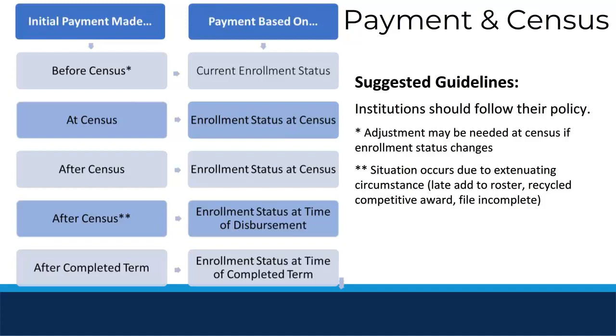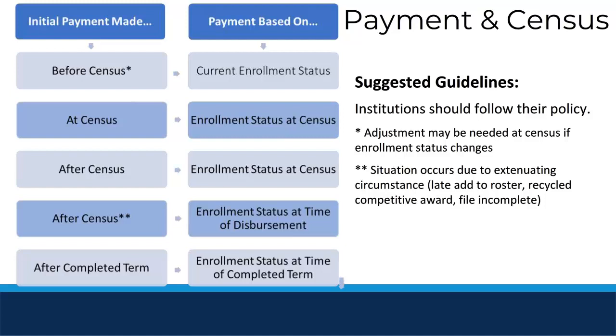This chart shows when the initial payment was made and what enrollment status the payment should be based on. If the initial payment is made before census, schools should use the student's current enrollment status at the time of payment. If this method is used, schools must confirm the student's status at the census date to ensure the enrollment is still the same. If the enrollment status has changed, the school will need to update this information in Web Grants and adjust a payment accordingly.